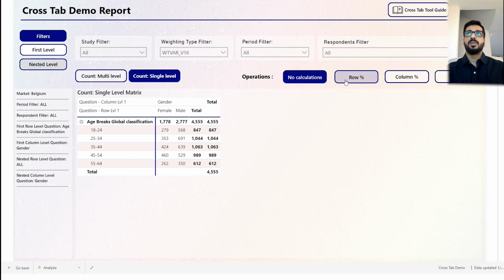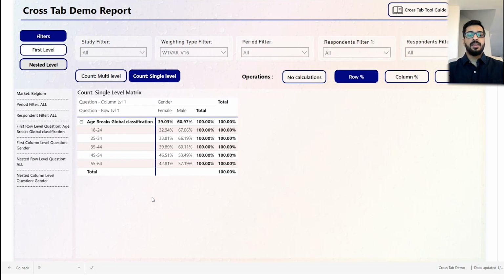For example, if we move to row percentage, we can see each row sums up to 100%. This allows us to understand the split within each row. So in this case, we can see the gender split for each age group. So there is 33% female between age 18 and 24, whereas it's 67% male respondents.